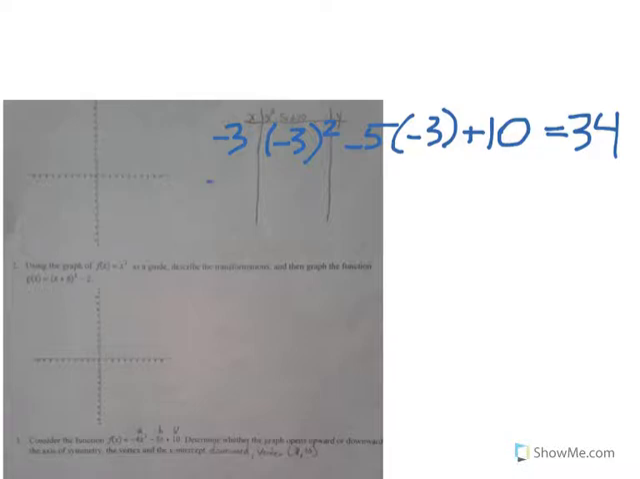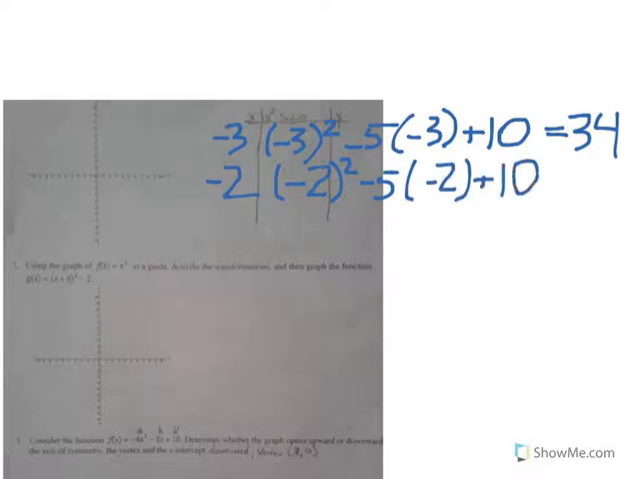So then we might try -2 for x. Plug in -2 everywhere we see an x. Okay, so then we have -2 squared is +4, minus 5 times -2 is -10, so I have 4 minus -10, I've got 4 plus 10 plus 10, 24. Still off the graph, but it came down 10, so I'm getting there.